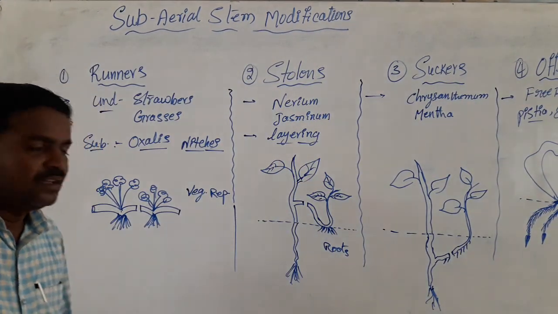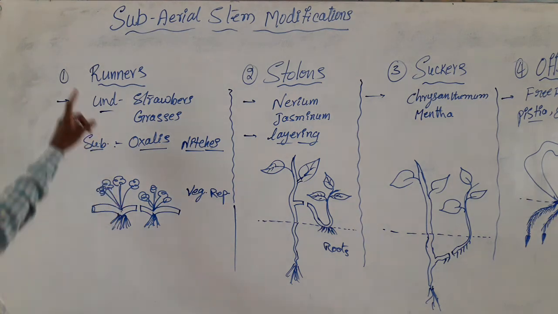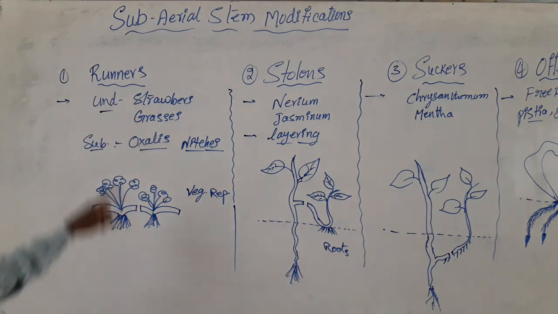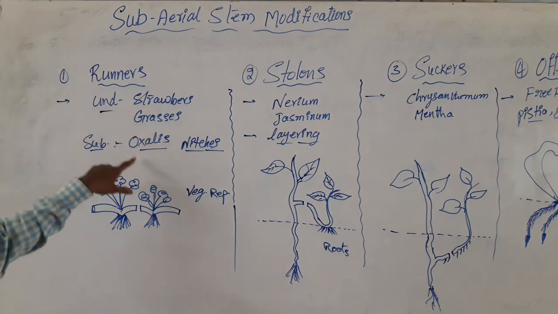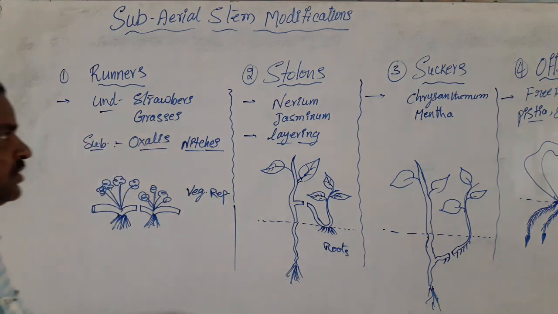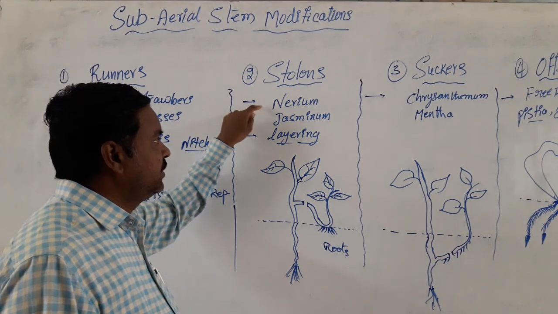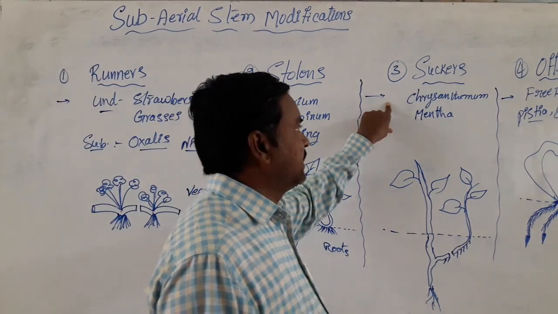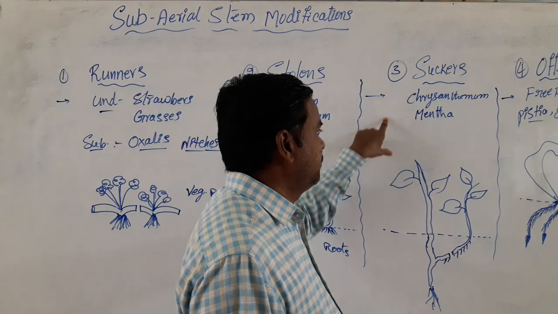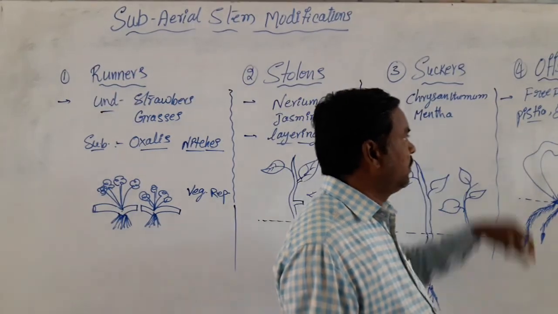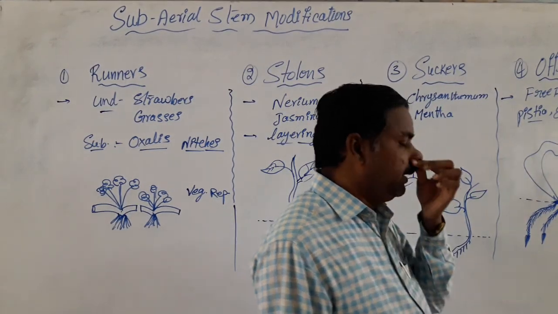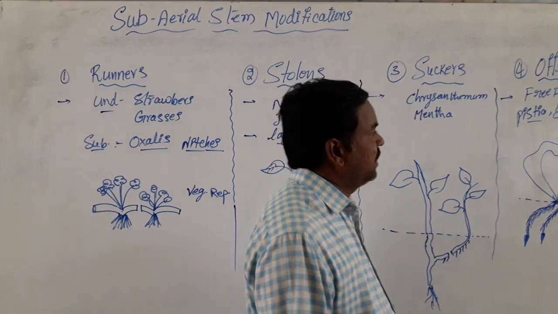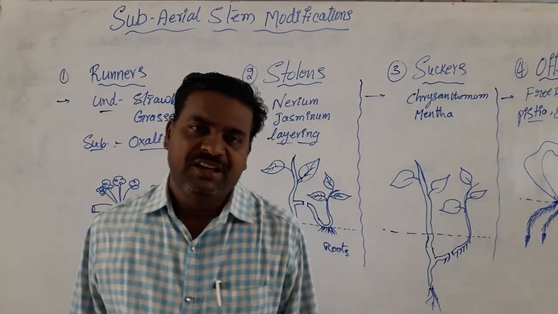Students, these are the superior stem modifications. One, runners, for example strawberry, grasses and oxalis. Two, stolons, nerium, jasmine. Three, suckers, chrysanthemum, mentha. Four, offsets, free floating hydrophytes like Pistia and Eichhornia. Okay.